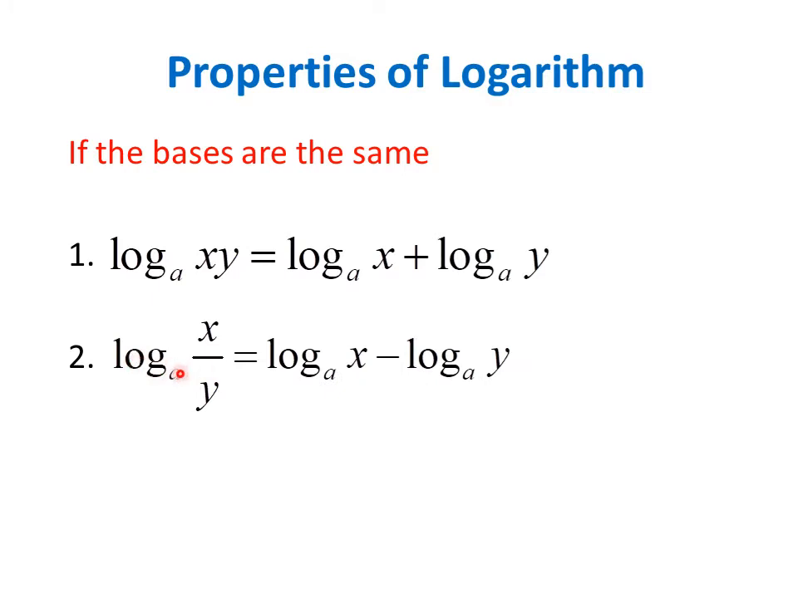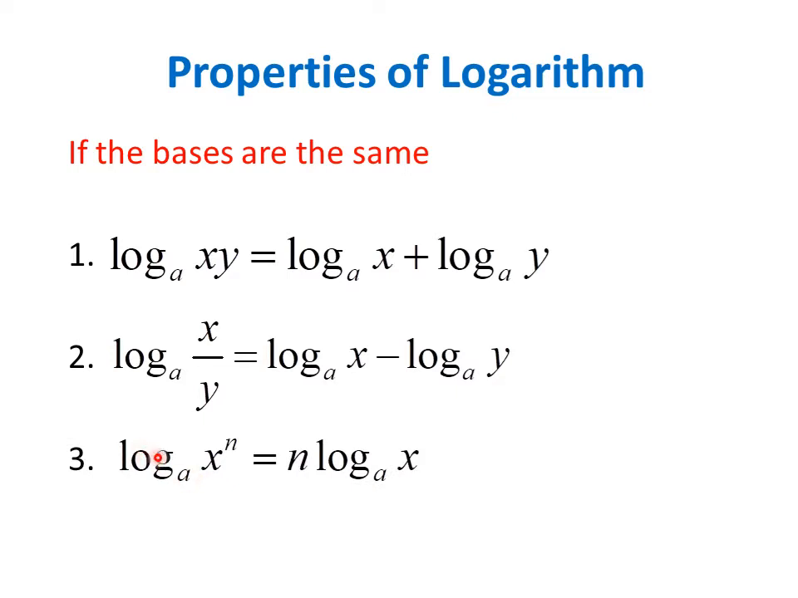Next, we have log to the base a of x divided by y is equal to log to the base a of x minus log to the base a of y. So if two numbers or two expressions are divided in the argument, we can expand this single term into these two terms, in which log to the base a of x and log to the same base a of y are subtracted. Or if we are given the difference of two logs to the same base, we can combine these two terms into this single term, log to the base a of x divided by y.